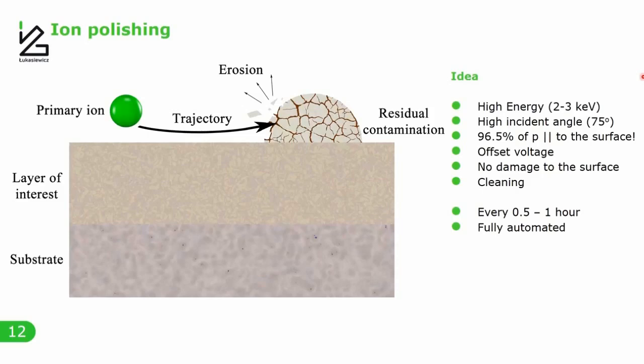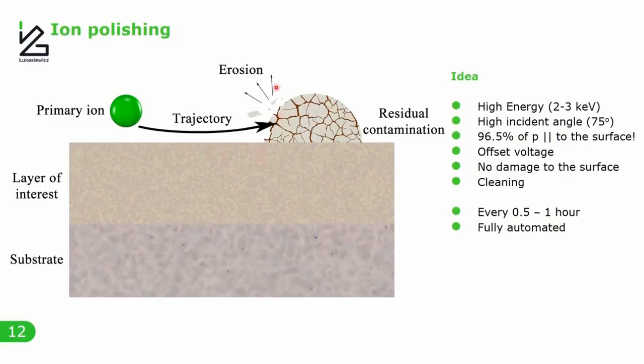As I mentioned already, to counter this roughness, I also include ion polishing. So basically I use quite high energy for primary ions coming in at a very high incident angle. And in this case, most of this momentum is parallel to the surface. When I additionally add some offset voltage, it makes it impossible for this primary ion during this ion polishing stage to interact with the sample. So I will not cause any damage to the sample.